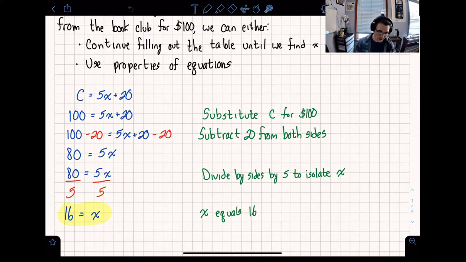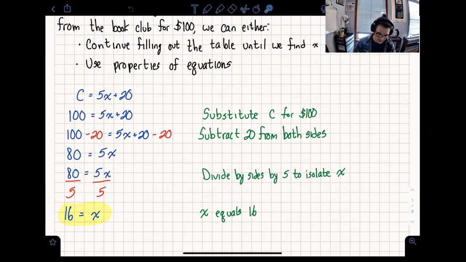So from here, we now start just applying the rules that we talked about. First, we can get rid of the 20 that is being added to the 5x by subtracting 20 from both sides of the equation. 20 minus 20 is going to give us a 0 here, and then 100 minus 20 is going to give us 80. So now we have our new expression, 80 equals 5x.